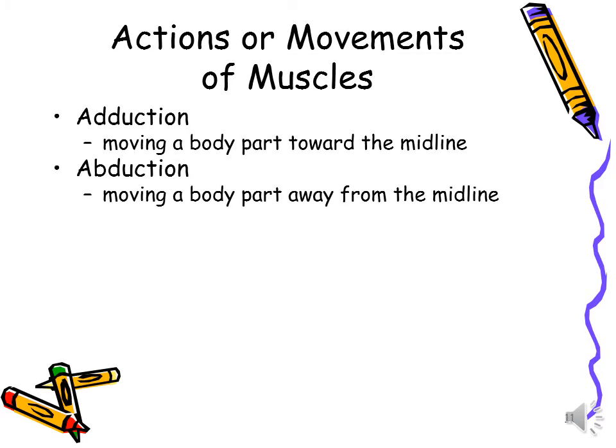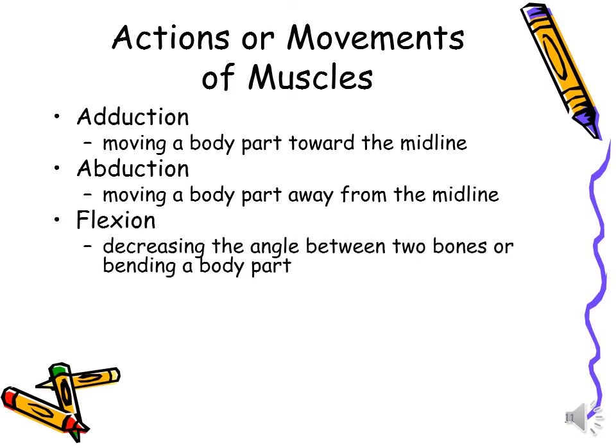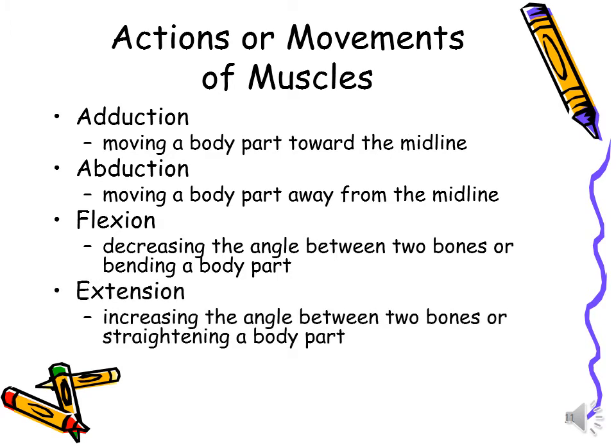We have 5 or 6 major movements, and so you need to understand each of these actions or movements of muscles. So muscles can adduct, which means they can move the body part in towards midline or towards the body. We can abduct, or abduction, this is moving away from midline. Flexion is decreasing the angle between two bones or bending a body part, whereas extension is increasing the angle between two bones or straightening the body part.